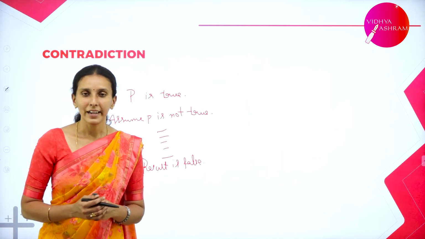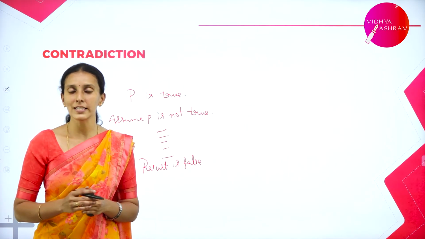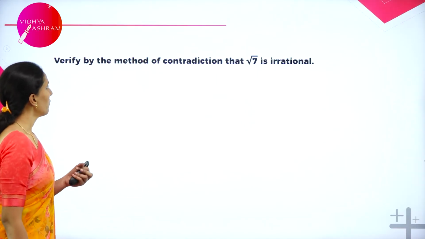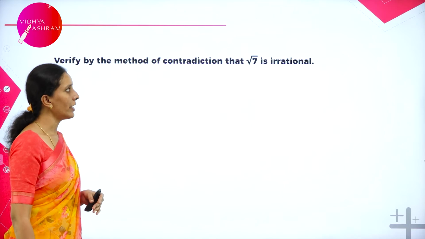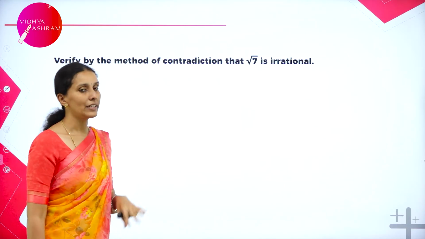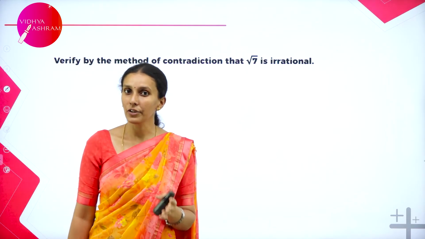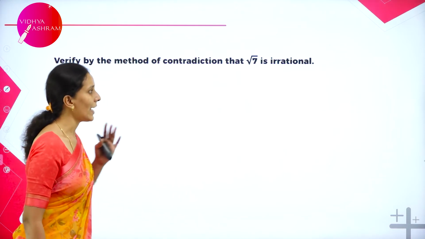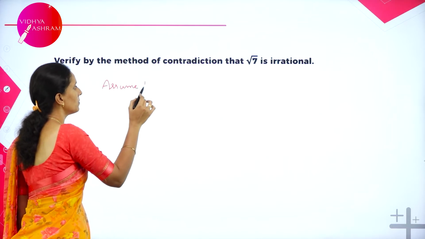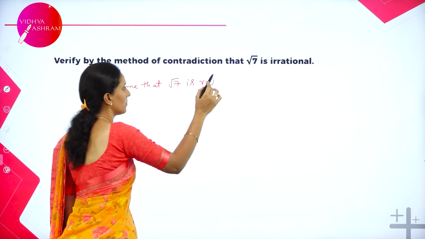Here we have taken an example to prove whether the given statement is true or false by the method of contradiction. Let's look at the problem. Verify by the method of contradiction that root 7 is irrational. We have to verify that root 7 is irrational. Root 7 is an irrational number and it is a true statement. So we take it exactly opposite. Assume that root 7 is rational.